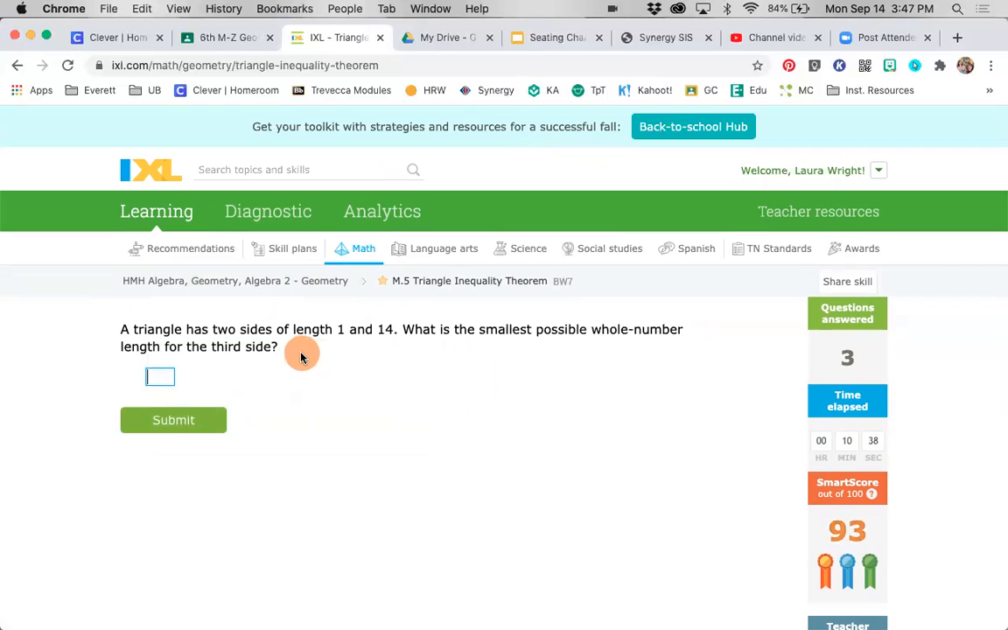Okay, this is what I was wanting. A triangle has two sides of length 1 and 14. What is the smallest possible whole number length for the third side? The smallest possible is going to come from subtracting 14 minus 1, which is of course 13. But please remember, the side cannot actually be 13. So it has to be a little bit bigger than that. Otherwise the triangle won't all connect. So the smallest would have to be 14.